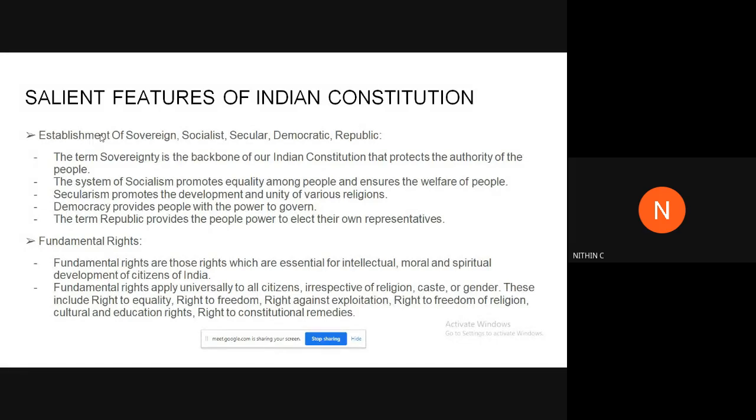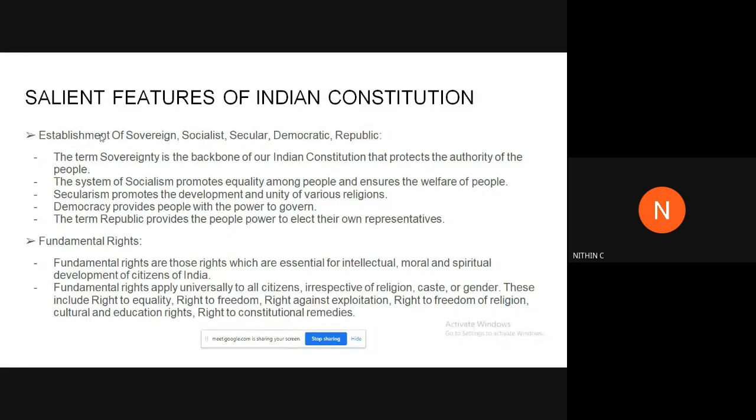Then establishment of a sovereign, socialist, secular, democratic republic. I mean, all these terms you can see in the preamble also, right? I hope you remember the preamble of our Constitution. So the term sovereignty is the backbone of our Indian Constitution that protects the authority of the people.